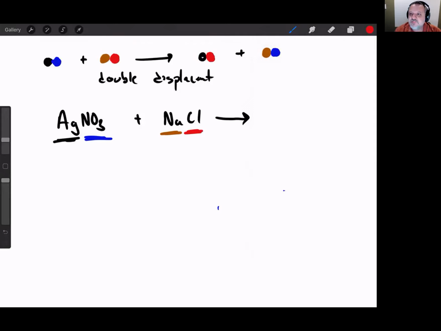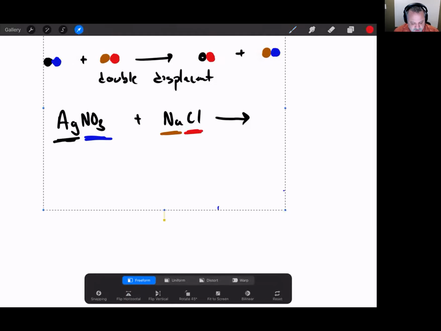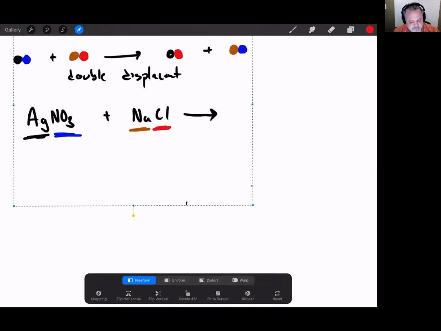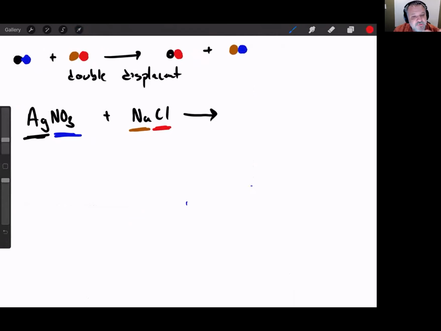It's not quite as straightforward as combustion because you know the formulas for the products, CO2 and water. You already know the formulas. With a double replacement reaction, a double displacement reaction, your job is to predict the products. And so that means you have to bring in your nomenclature, and you have to be able to write down the products of these reactions.